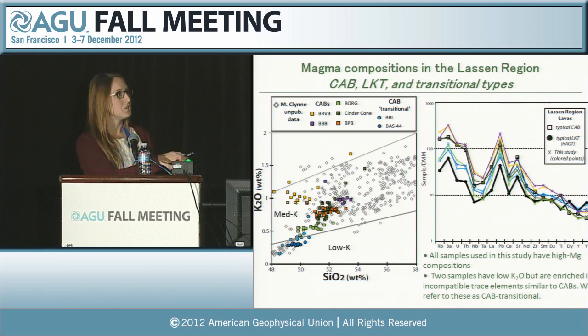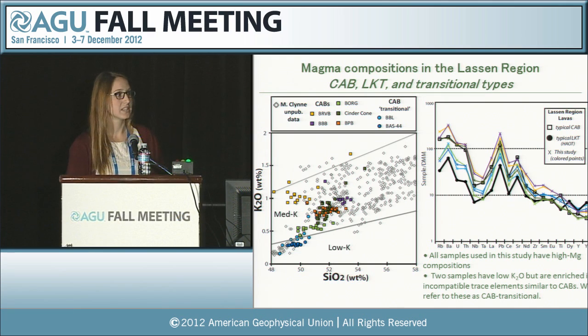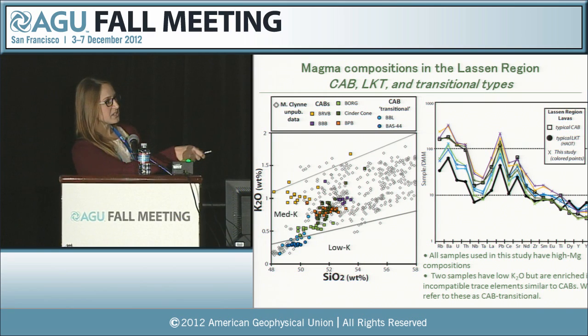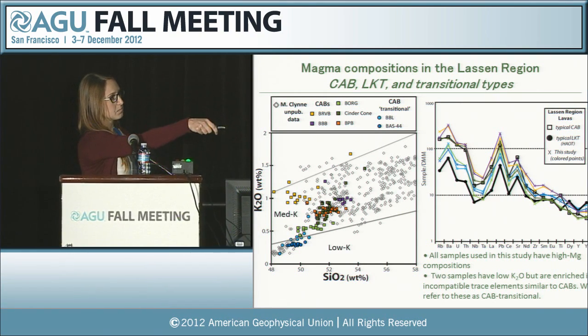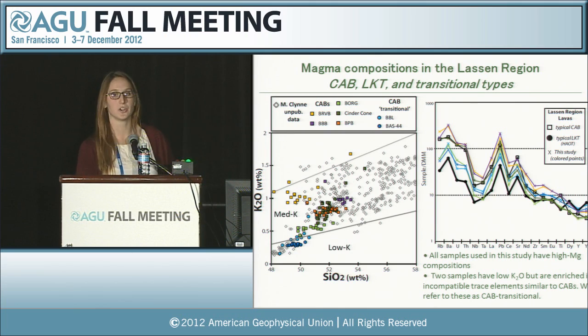Coming back to the left, you can see that all of our samples plot on the least evolved end of these Lassen samples, and they also have high Mg compositions. And also you can see that there are 2 samples, these blue samples here, that plot in the low-K field. But if you look at those same 2 blue samples in trace element space, you can see that they're elevated compared to that typical LKT of the Lassen region. And because of this, they're not traditional low-K tholeiites, and we'll consider them calc-alkaline basalt transitional magmas for the remainder of this talk.